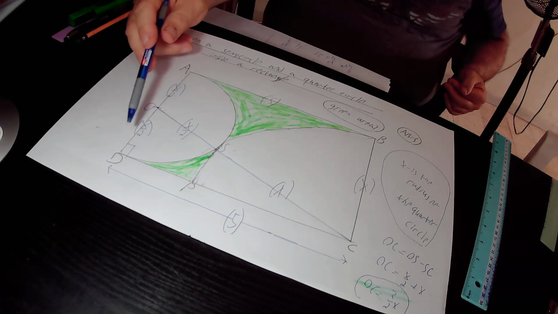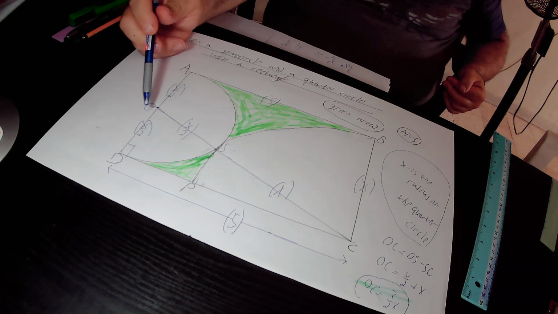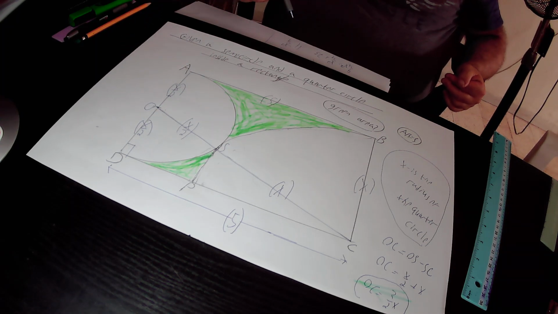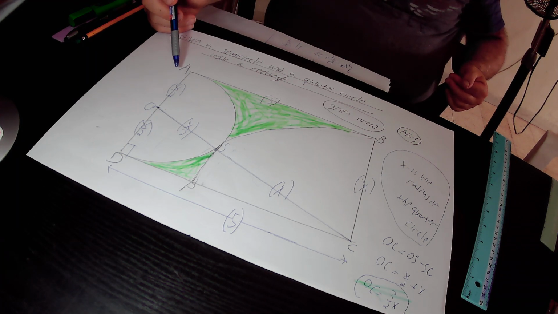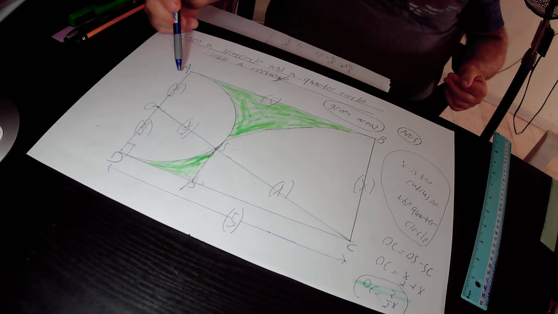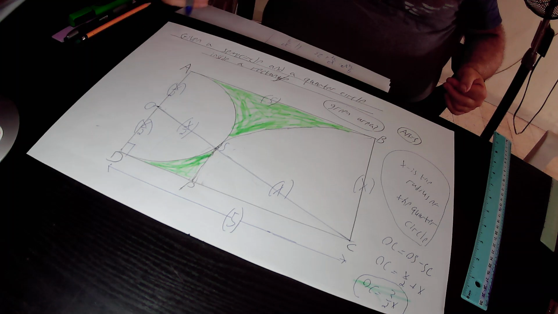So AD equals x, but AD is also the diameter of the semicircle. If the diameter of the semicircle is x, it means that the radius must be equal to half of it. Therefore, the radius of this semicircle is x over 2. So OA equals OD, they are both the radii of this semicircle, equal to x over 2.